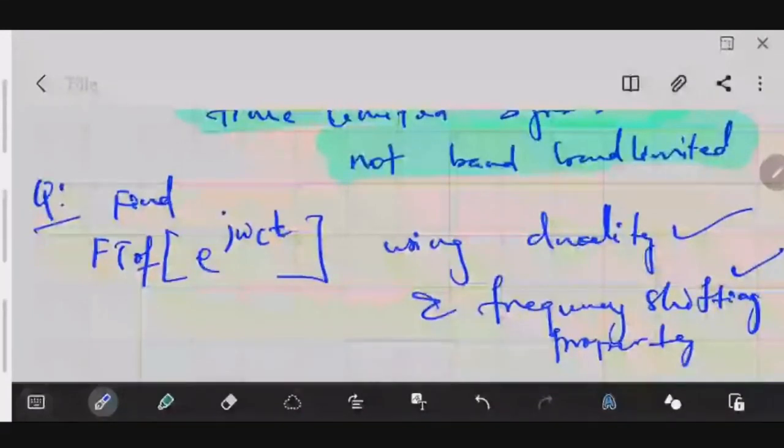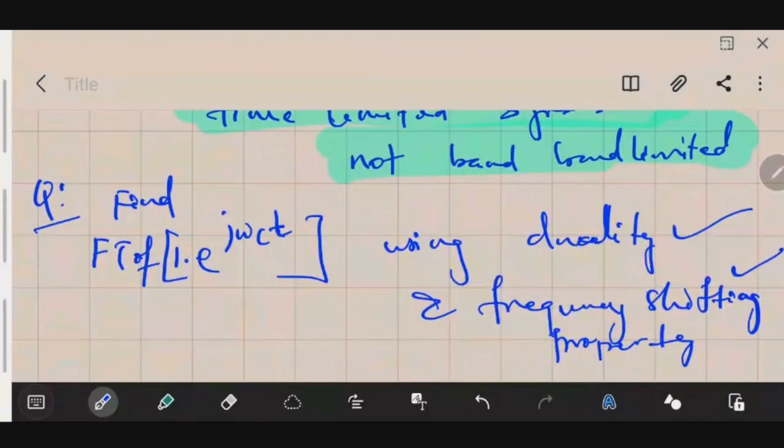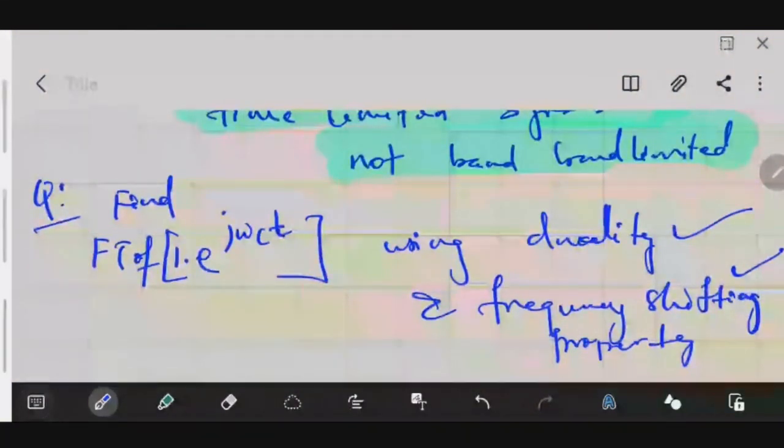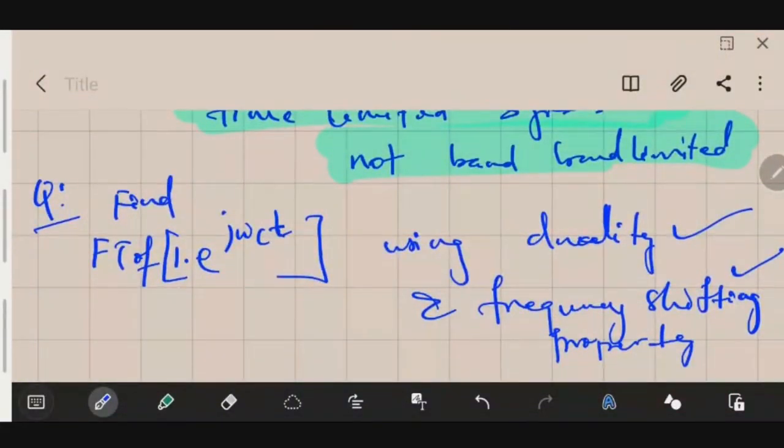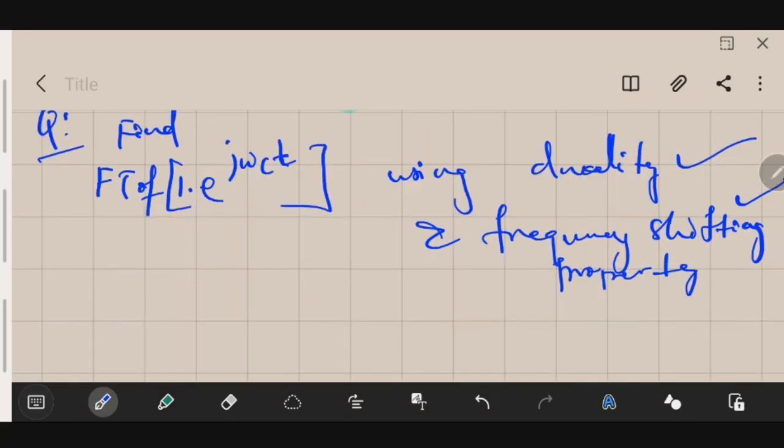to do it. So do one thing, just assume that it is not only e to the power j omega ct, it is 1 multiplied with e to the power j omega ct, and I think you know what the Fourier transform of 1 is, one is the Fourier transform of which signal. So now if you could use the duality property and then the frequency shifting property, you could easily find it out. So you have to first understand what the duality or symmetry property is and what this frequency shifting property is. Let me just rewrite these properties and then we will be doing it.